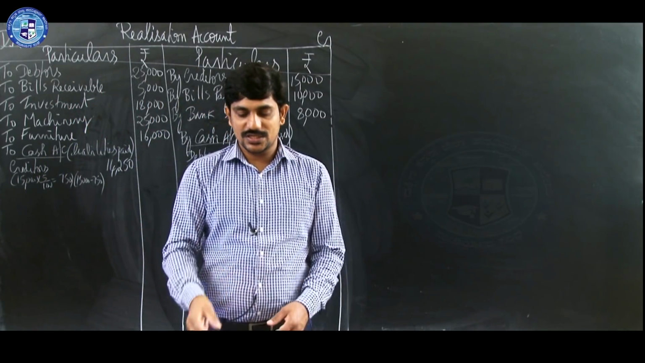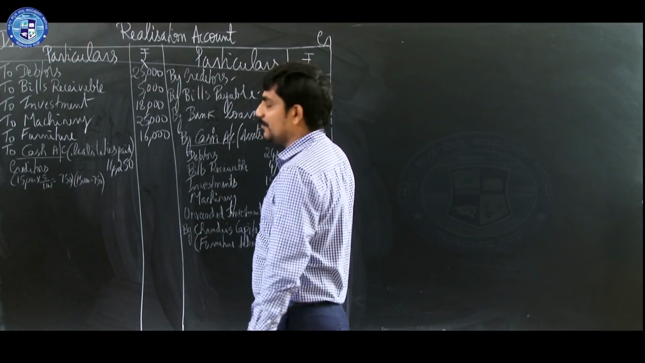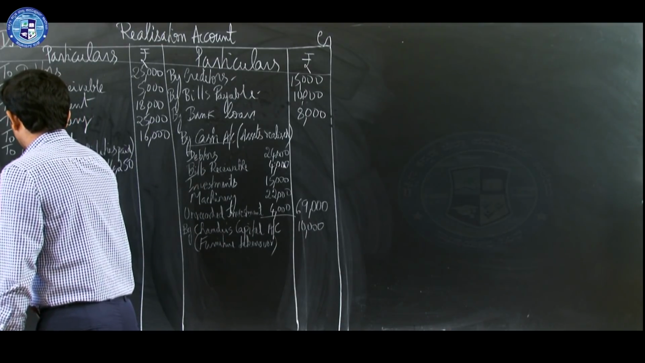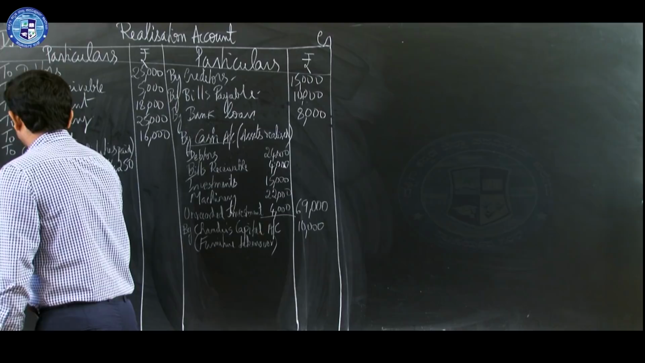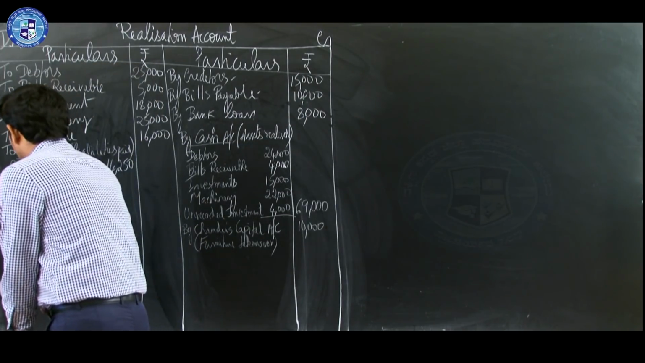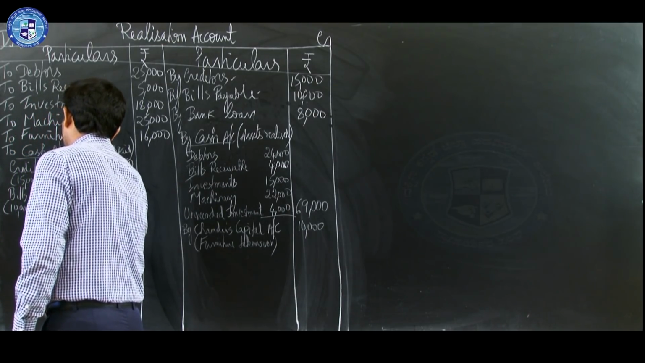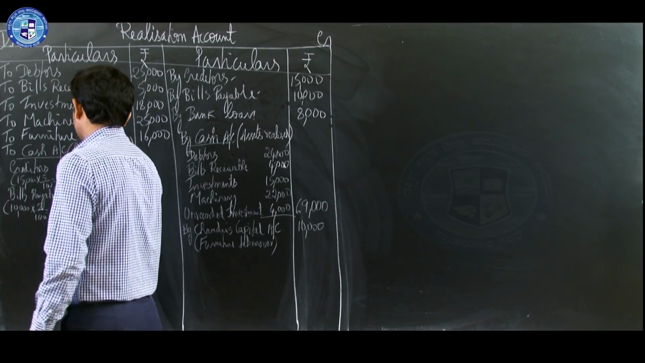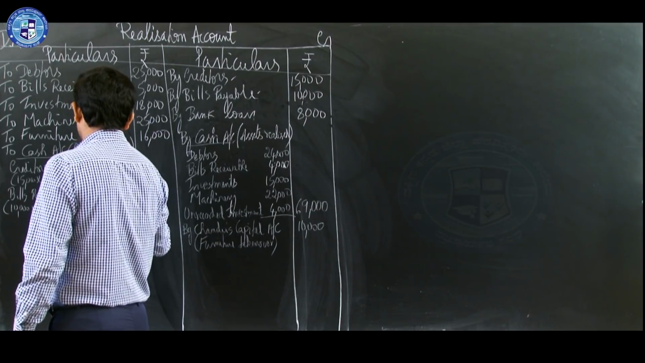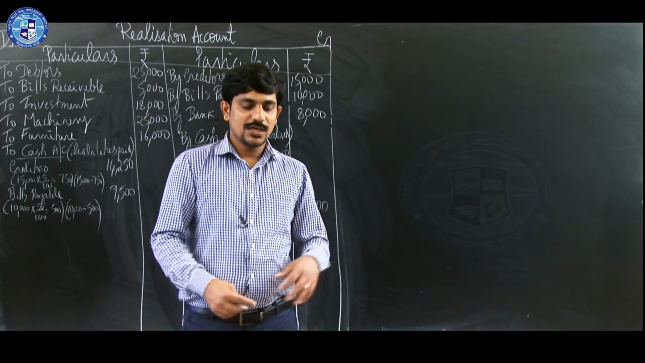Creditors are paid how much? 14,250. Then bills payable also paid at a discount of 5%. How much is the bills payable amount? 10,000. Again 5% is the discount. 5 by 100, 500 it is. So 10,000 minus 500. How much will we get? 9,500.